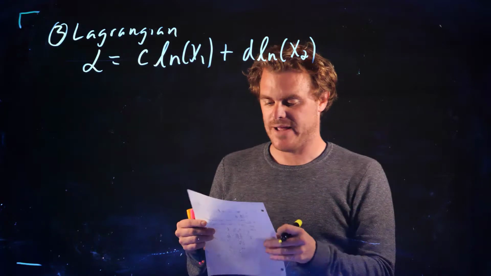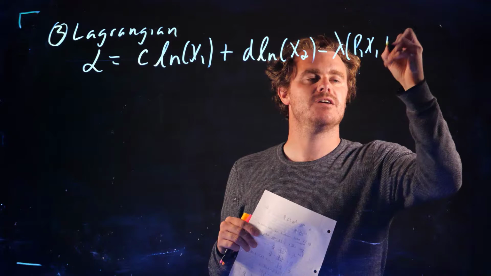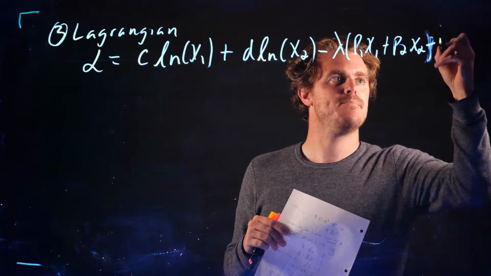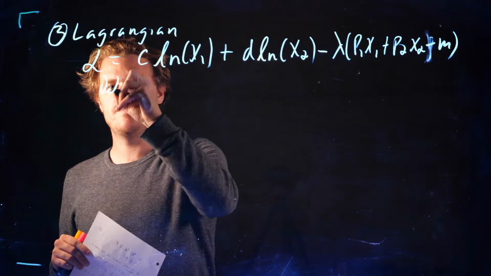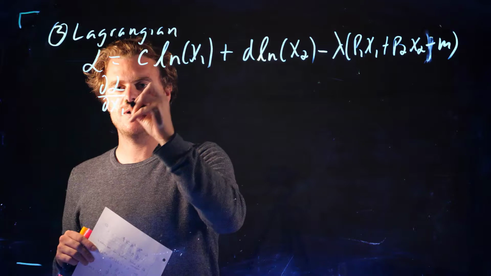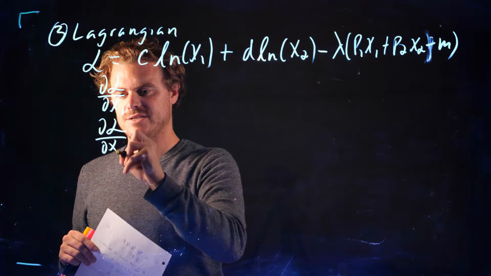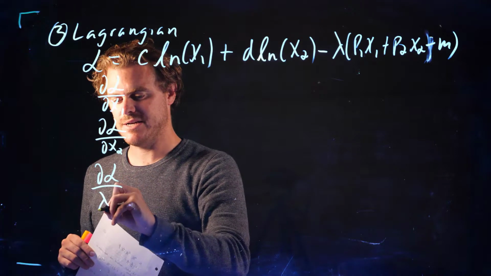And then remember we have that extra minus lambda, and we get our budget constraint in here. Oops, minus m. We get the derivative of the Lagrangian with respect to x1, the derivative of the Lagrangian with respect to x2, and the derivative of the Lagrangian with respect to lambda.